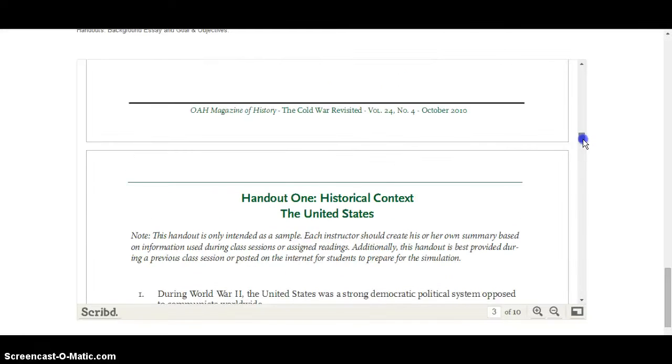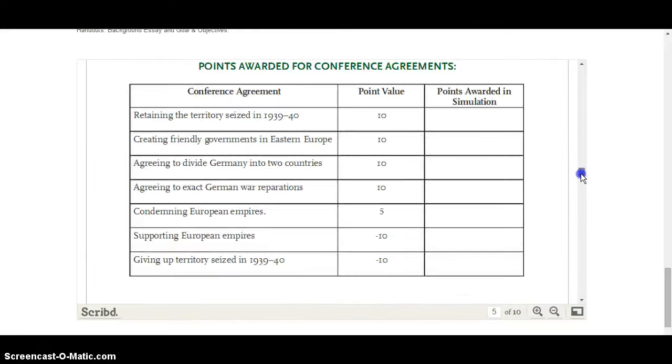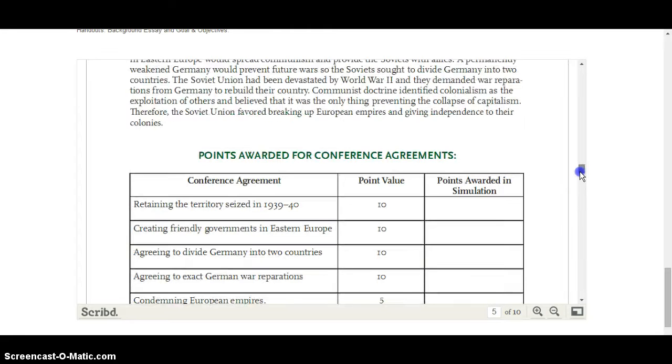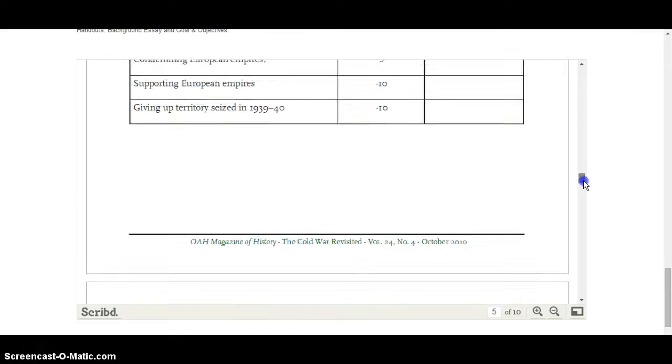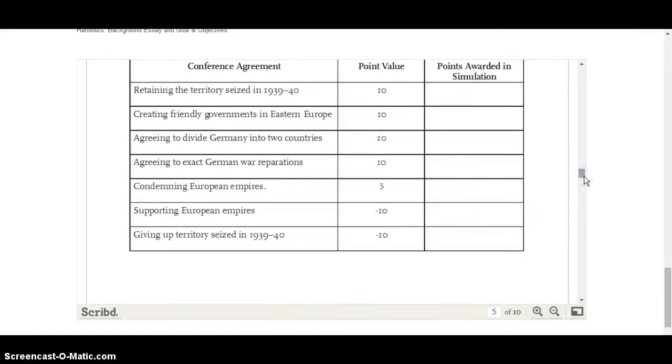So like I was saying before, they get into the groups, they go over the plan of attack, which goals and objectives they think are the most important. And here's one for the Soviet Union. They're going to go over all of these and figure out which ones are important to them, which ones they want to attack, and which ones they want to avoid, because each one has a point total. And the more points you get, the better you do for your country.